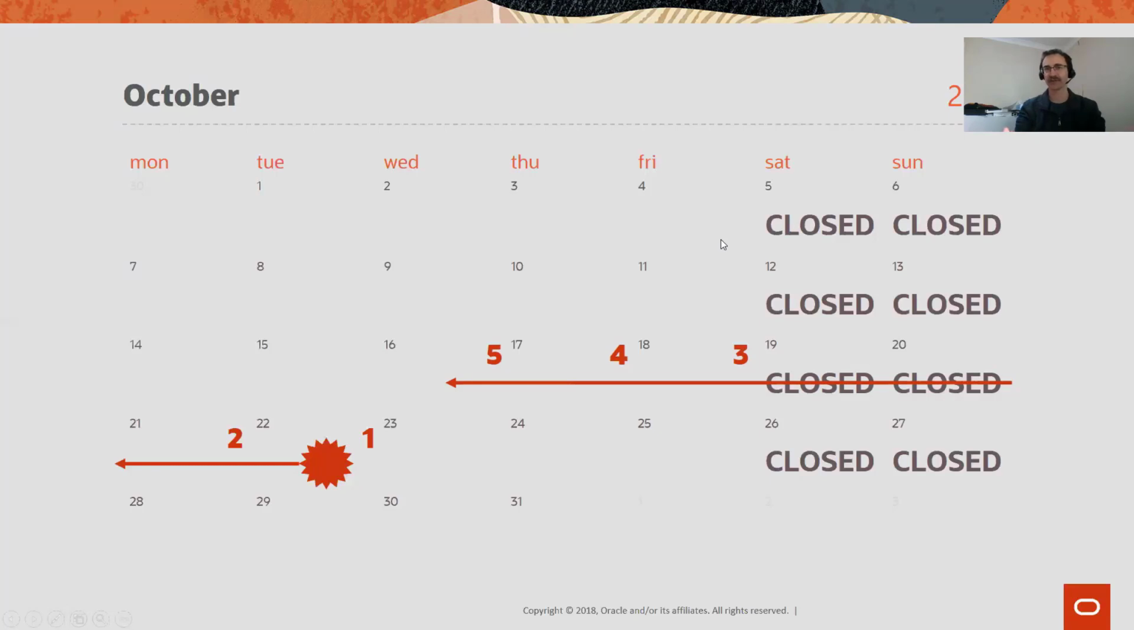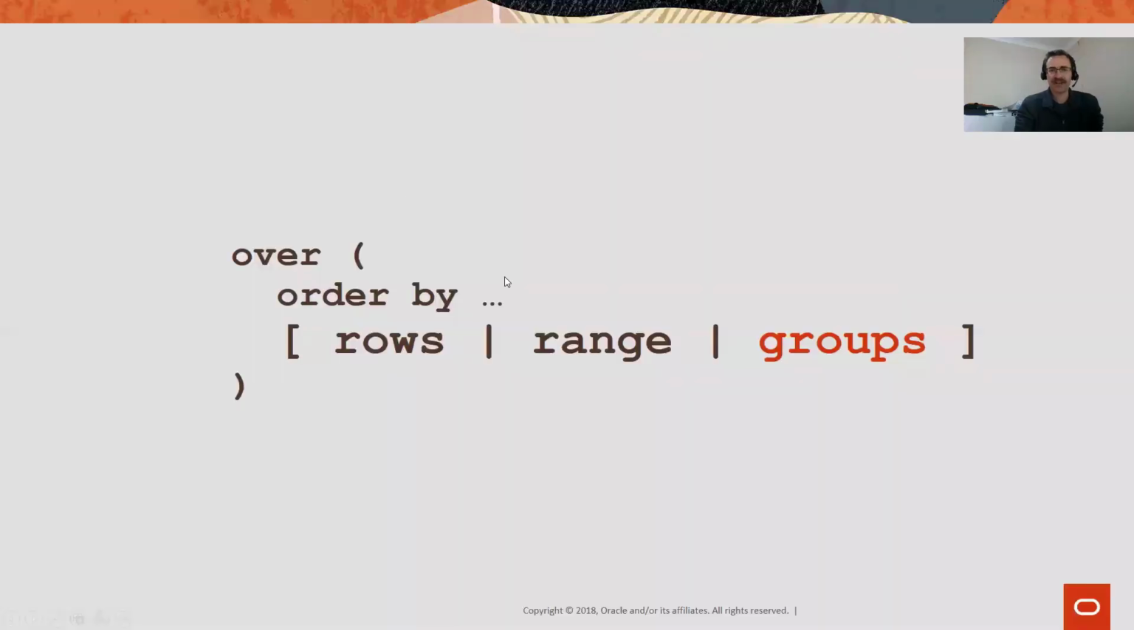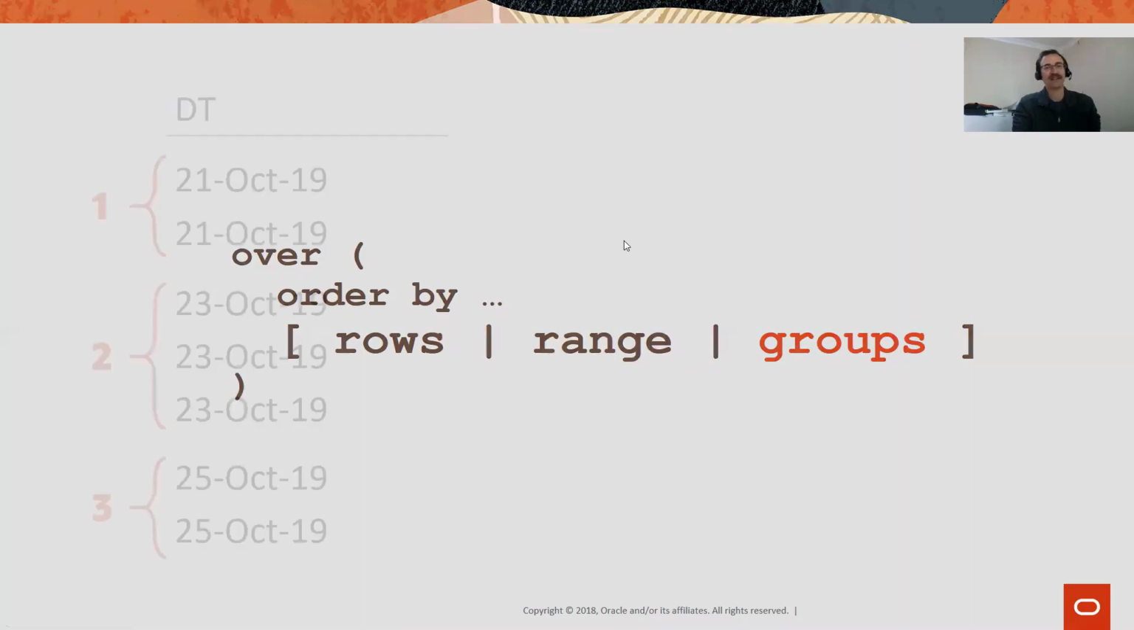Particularly if we include other types of public holiday, maybe Christmas Day, New Year's Day, those types of things, we don't know exactly when the earliest date is going to be. Very tricky to do this with these. So there is now a groups frame for the windowing clause. So how does this work? Well, you've got your order by, and then you specify your column, and then you say whether it's rows, range, or groups. So groups is new. And what that means is consider rows with the same value for the sort key to be one group. So best illustrated with an example.